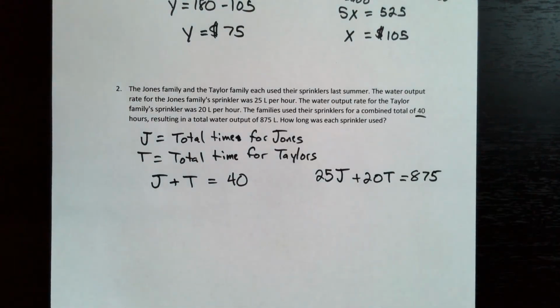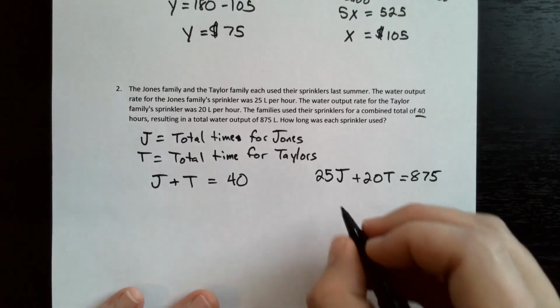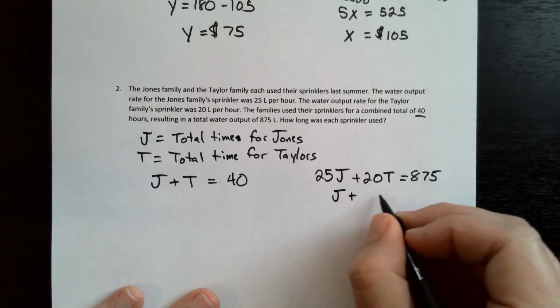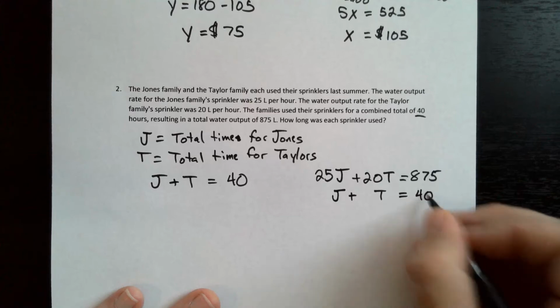Okay, so we'll solve this just like we did the other one. Oh, in fact, let's solve it a different way. Let's solve this one using elimination. We did substitution on the last one. So let's put this equation underneath there: J plus T is equal to 40.